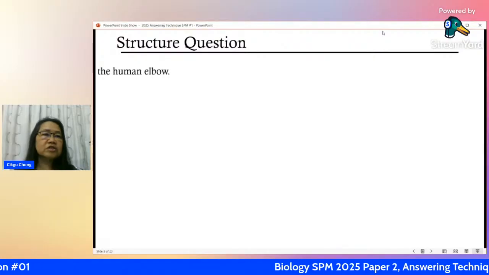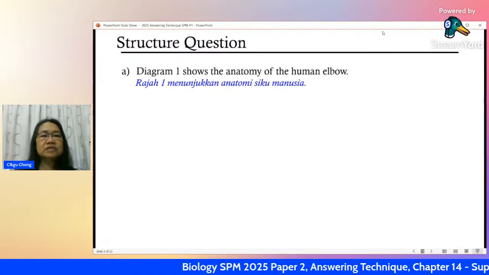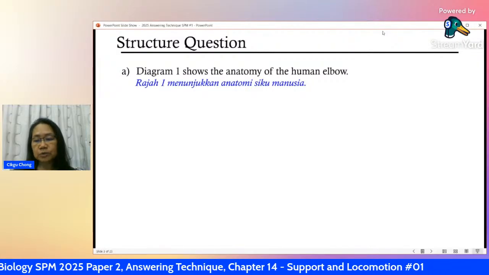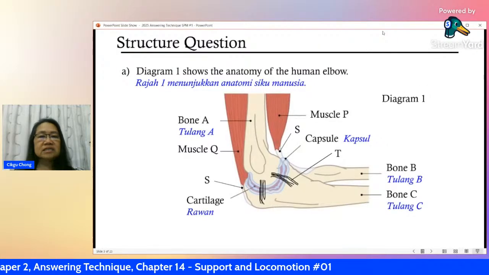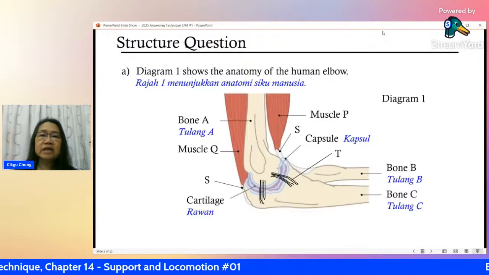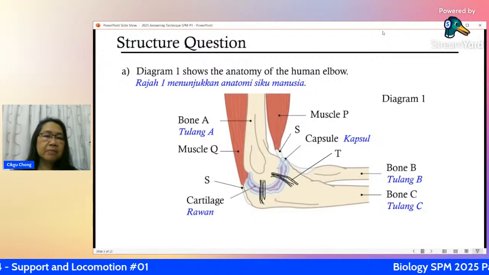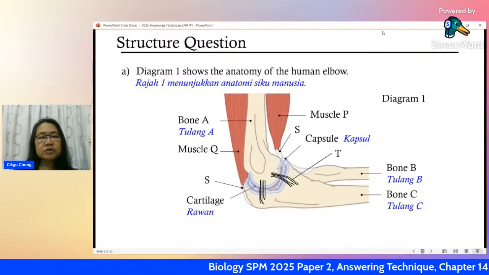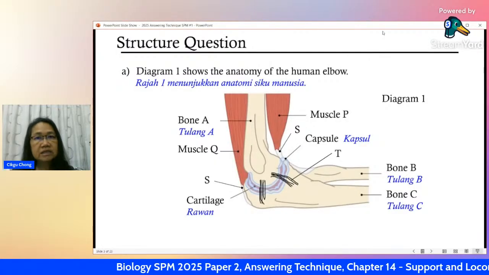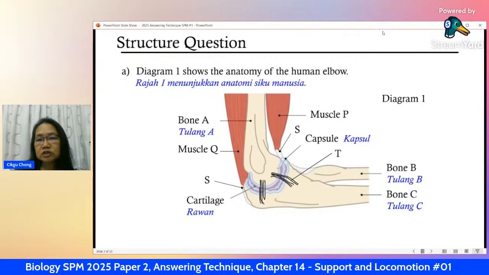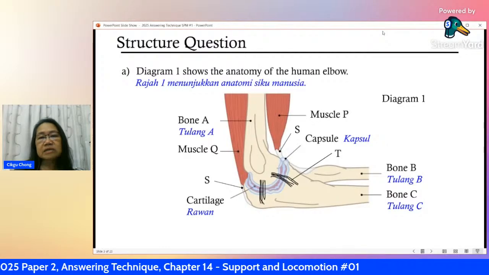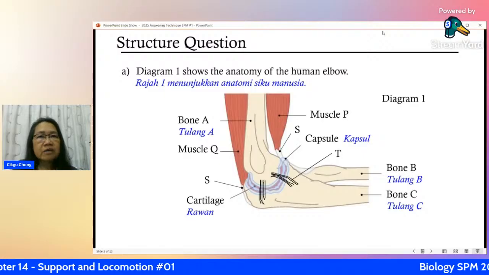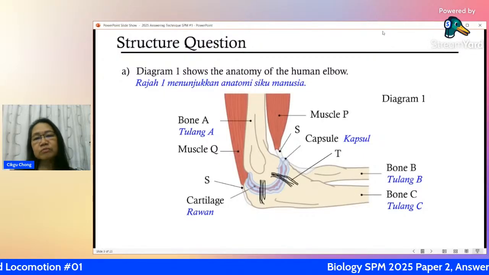Structure questions. Diagram 1 shows the anatomy of the human elbow. Many parts are given labels. In the first place, you must be able to name all the parts. Some are muscles, some are ligaments or tendons, and of course there are 3 bones shown here. You should be able to answer what is bone A, bone B, and bone C.